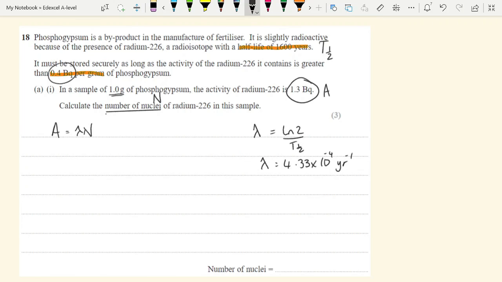Okay, if we now substitute this in here, our activity is 1.3 becquerels, and we have 4.33, just keep that in your calculator, times 10 to the minus 4 times N, giving us an N of 3001 nuclei. That is rounded, but if you keep this decay constant number in your calculator, you end up with 3001. Fairly straightforward for 3 marks, especially if you label all the quantities that you're given so that it's very clear what equations you should be using.